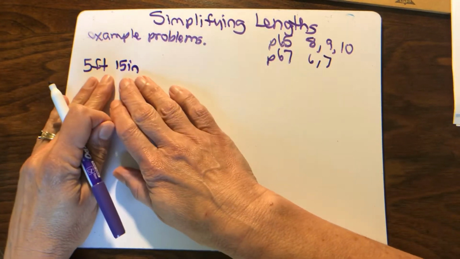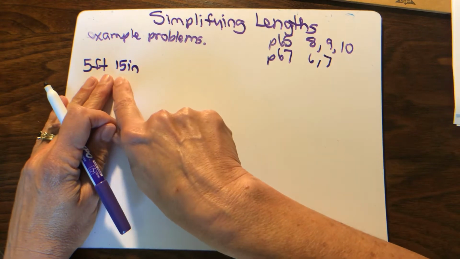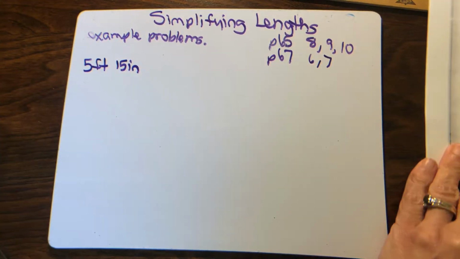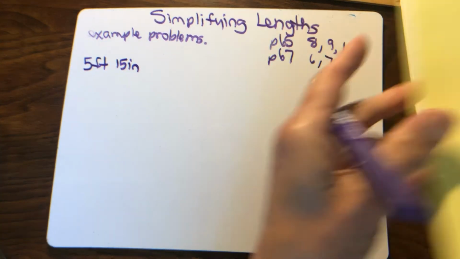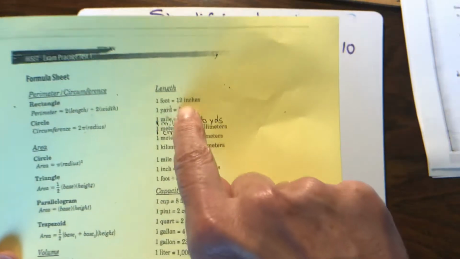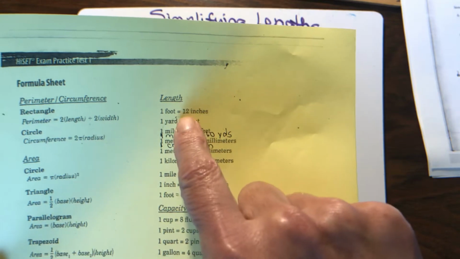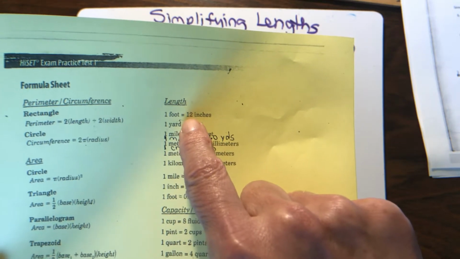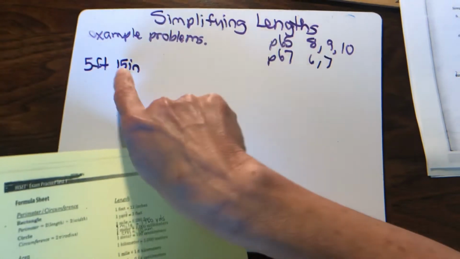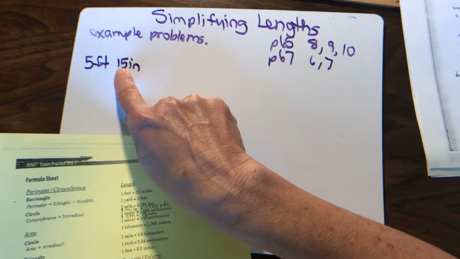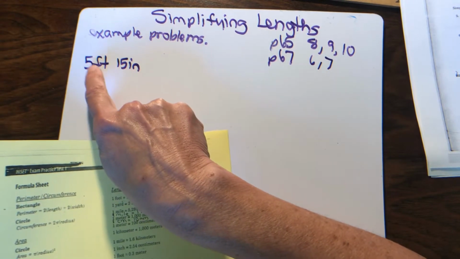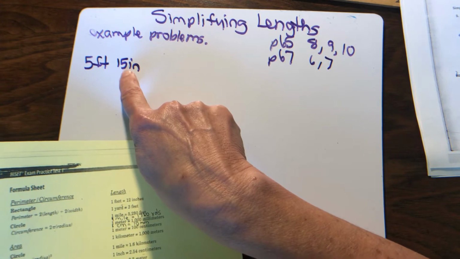So here's your problem. I'm asking you to simplify this, and you're like, what? What do you mean? Okay, so this is what you have to remember. Formula sheet. Look at inches. I'm looking on the right side. Well, what is my limit before I go to feet? It's 12. Are you over the limit here? Yes, you're over the limit. You're not fooling with this one right now. Are you over the limit with 15 inches?